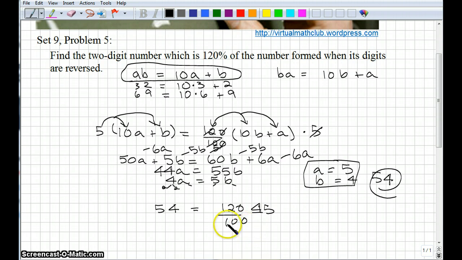I know I can reduce this to 6/5, and I can divide 45 by 5. So this gives me 9. And if I take 6 times 9, I get 54. So it's true, 120% of 45 is 54. That proves it and checks our answer. Our answer checks out. So 54 is the answer.